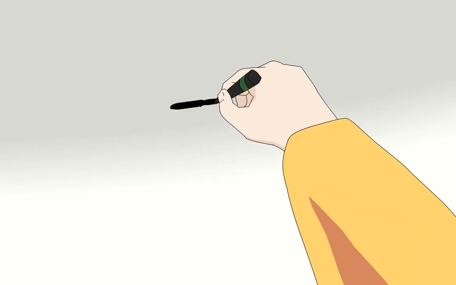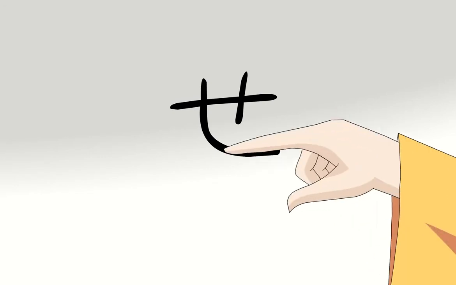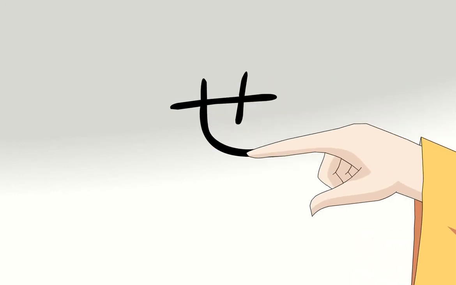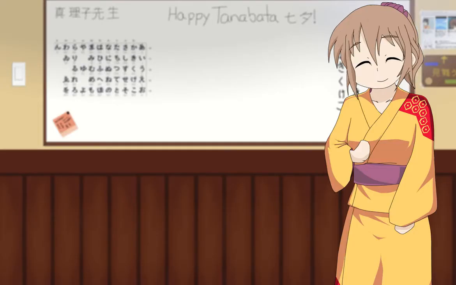Next character is se. As always, the stroke order is important. Start with the straight line, the second stroke here, and the third one past the second stroke. Example, seki, to cough. And finally, the last character of today.